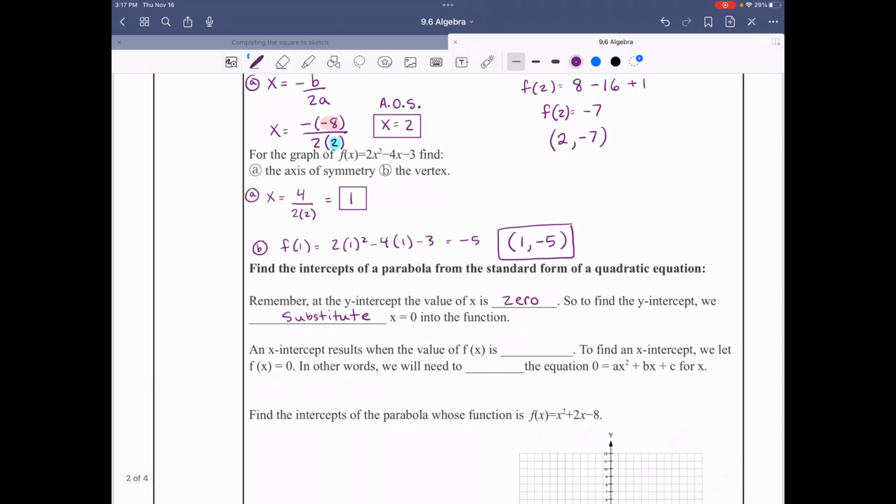And the x-intercept results when the value of f of x is 0 also. And we found that by factoring or the quadratic formula or completing the square, anything that we can do to figure out what x equals. So to find an x-intercept, we let f of x equal 0. In other words, we need to solve the equation 0 equals ax squared plus bx plus c for x using any method that works for you. Could be factoring, could be the quadratic formula, could be completing the square.